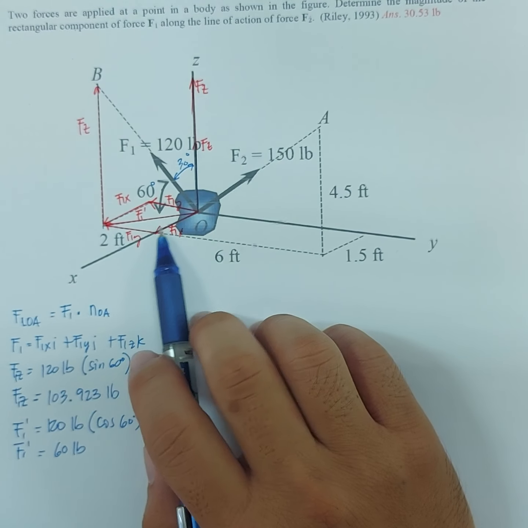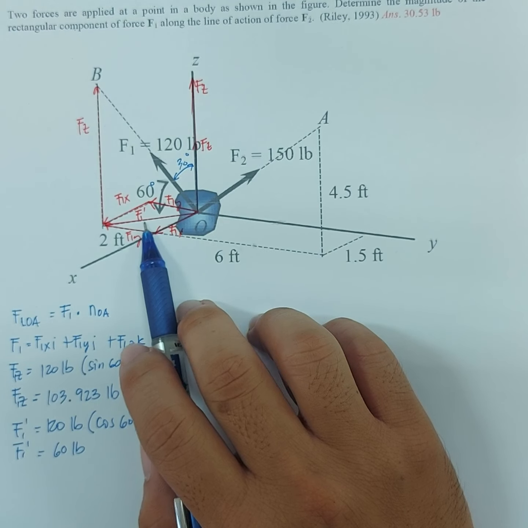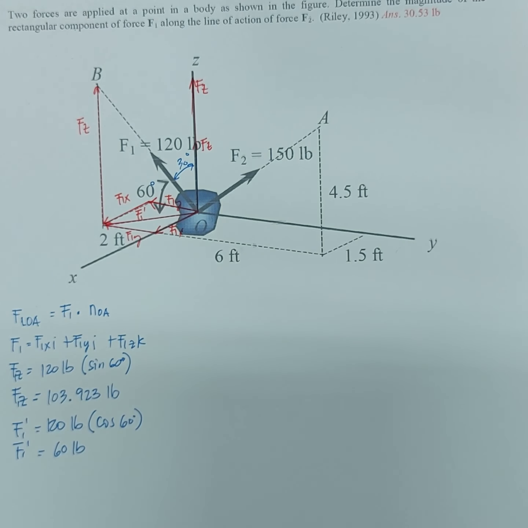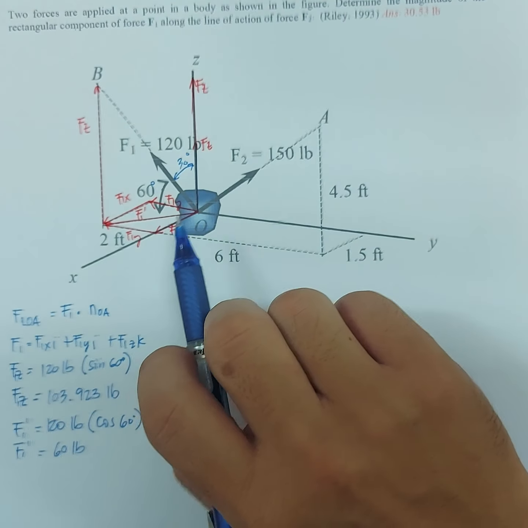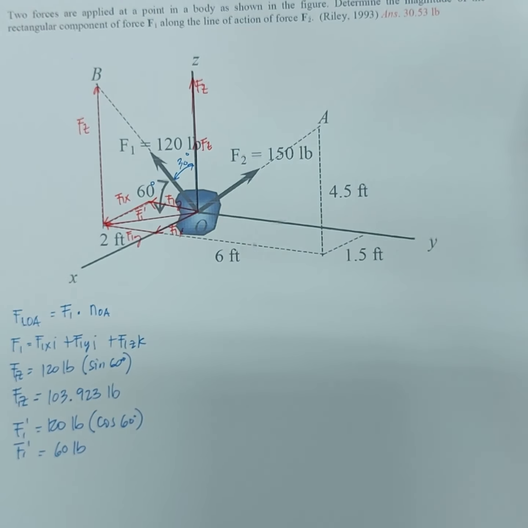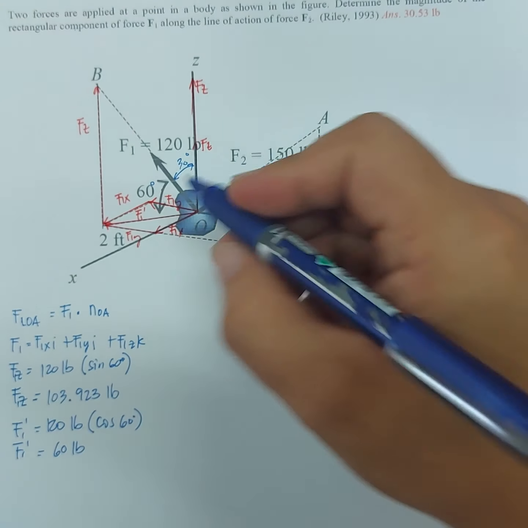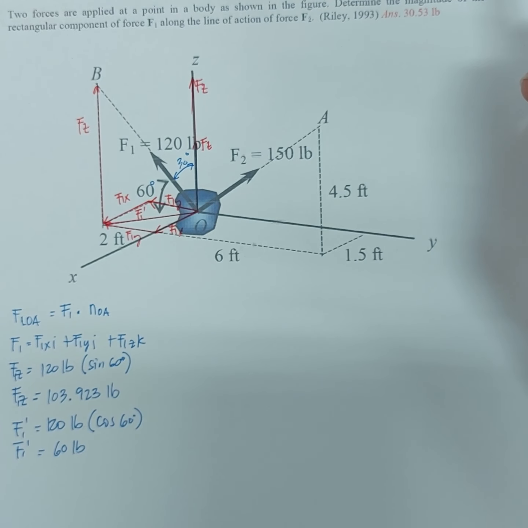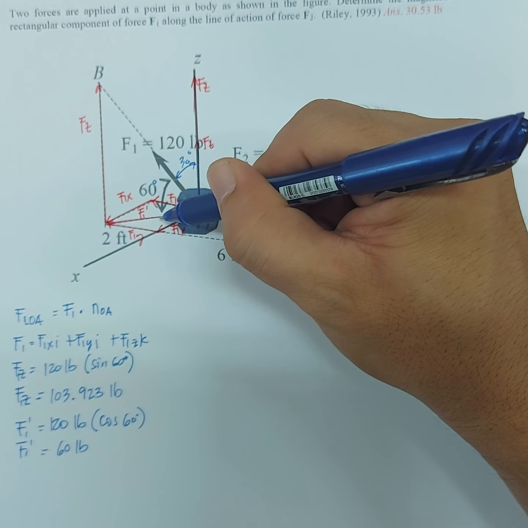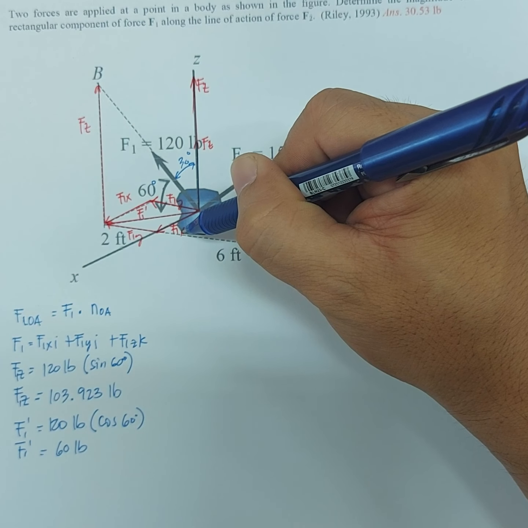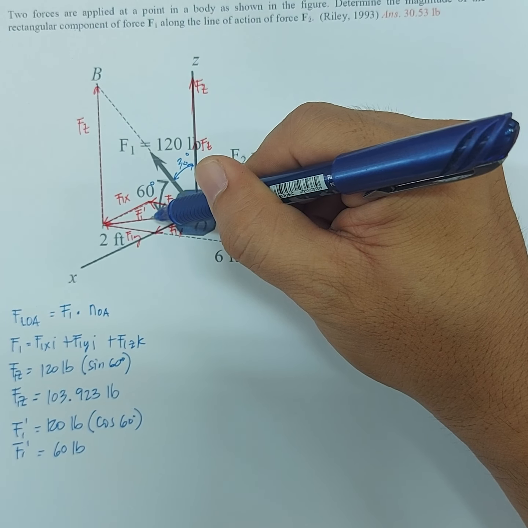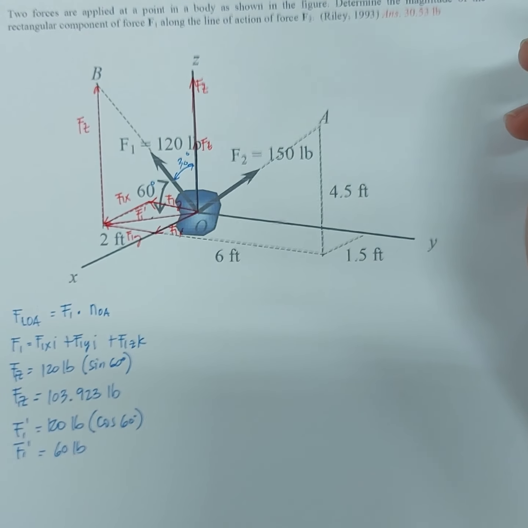So if we know F1 prime here, we can simply solve for F1x and F1y. We can use similar triangles, or we can solve for the slope ng ating diagonal, slope ng F1 prime. Itong side na to is 2 feet, itong side na to is 1.5 feet, and we know F1 prime is 60 pounds. What we are solving is F1x and F1y, itong two sides natin, given yung hypotenuse natin ng F1 prime.